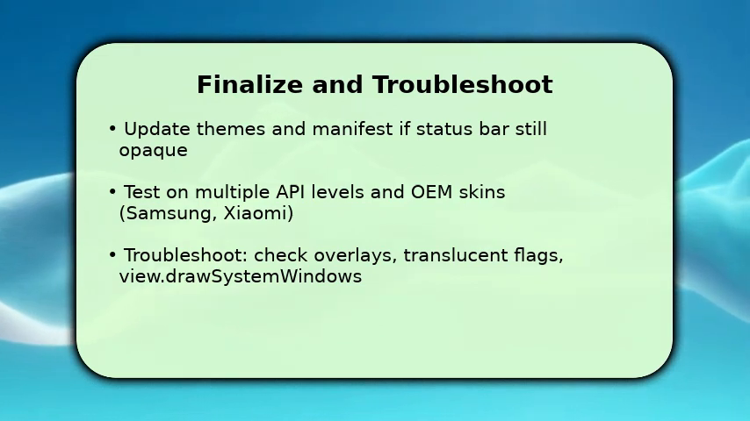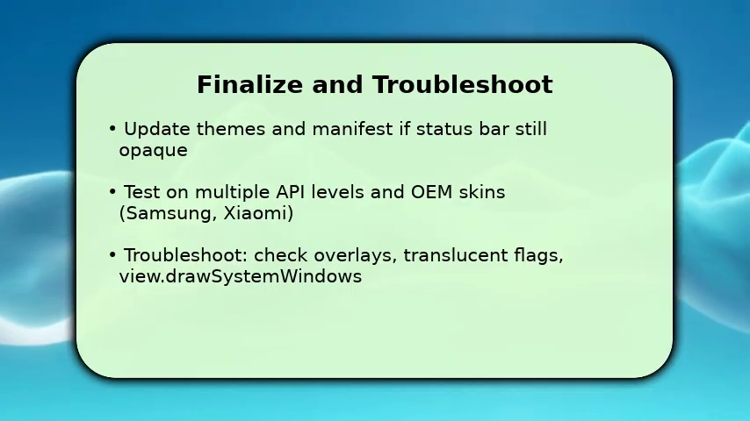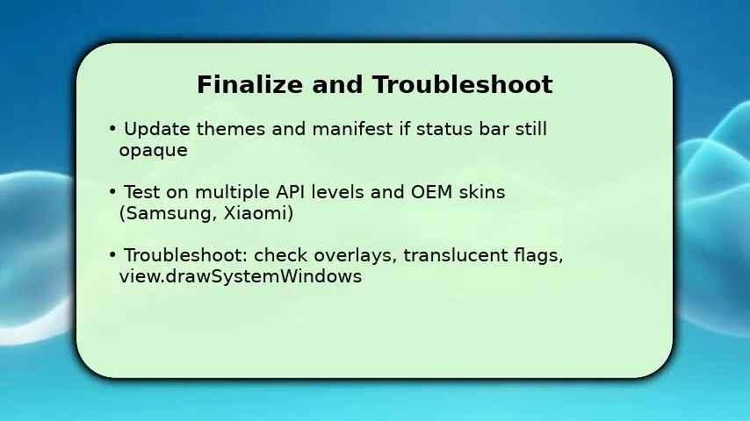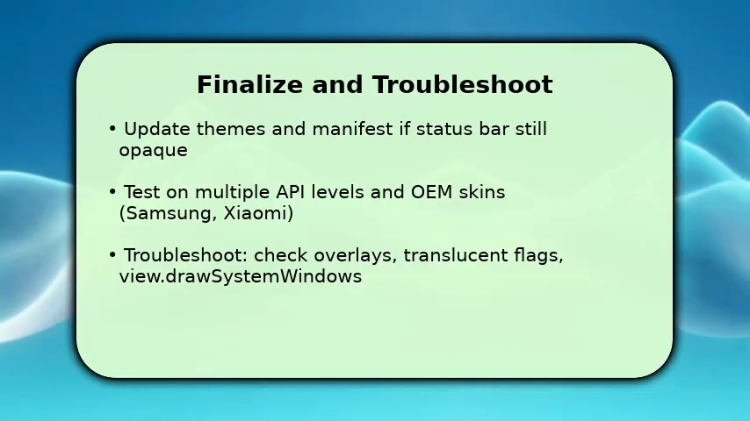One key troubleshooting tip: if colors ignore your settings, temporarily set a contrasting status bar color to reveal which layer is overriding it.